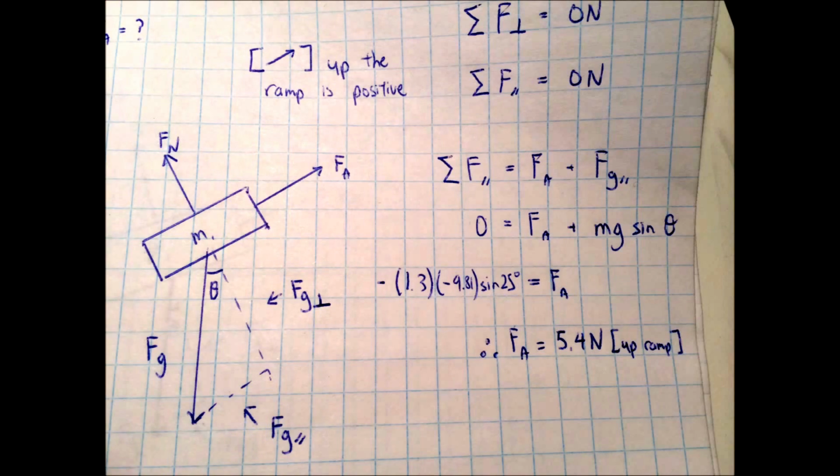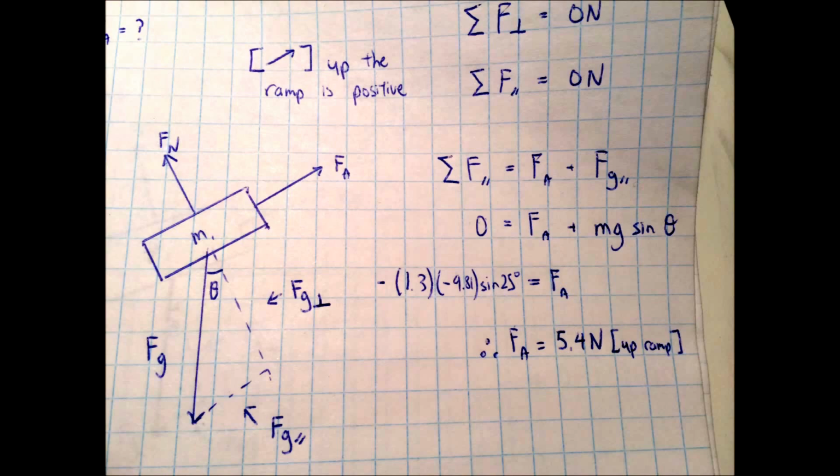We know that the sum of all forces acting parallel to the ramp is equal to 0 newtons, and is made up of only the applied force and the parallel component of gravity. We know that the sum of all parallel forces is 0, and Fg parallel to the ramp is equivalent to mg sine theta. Then, we can sum in all our values, and find out that the applied force is roughly 5.4 newtons up the ramp.